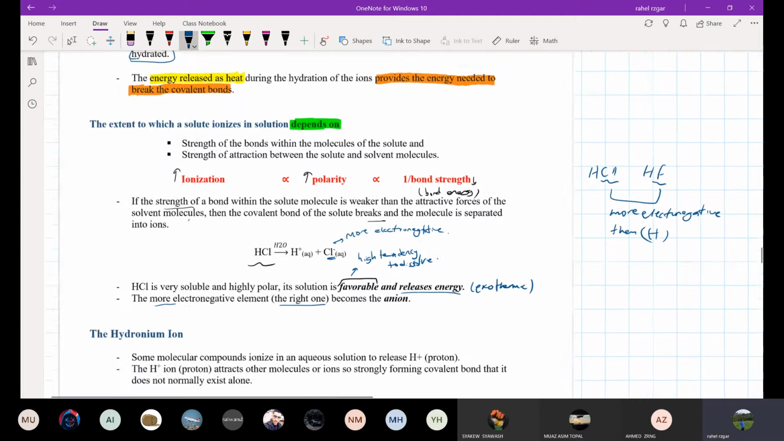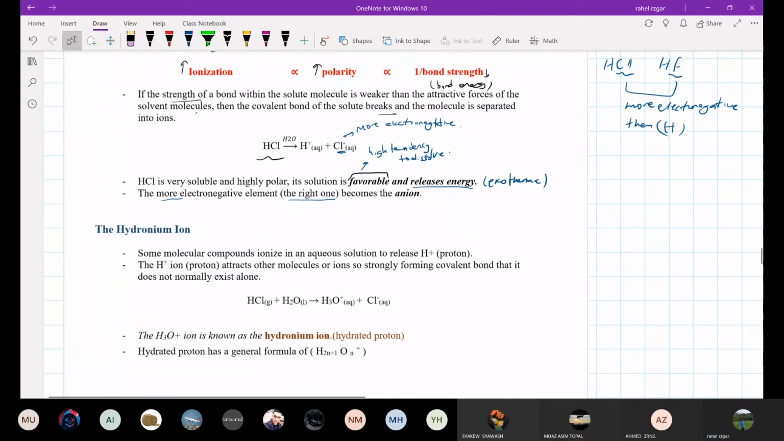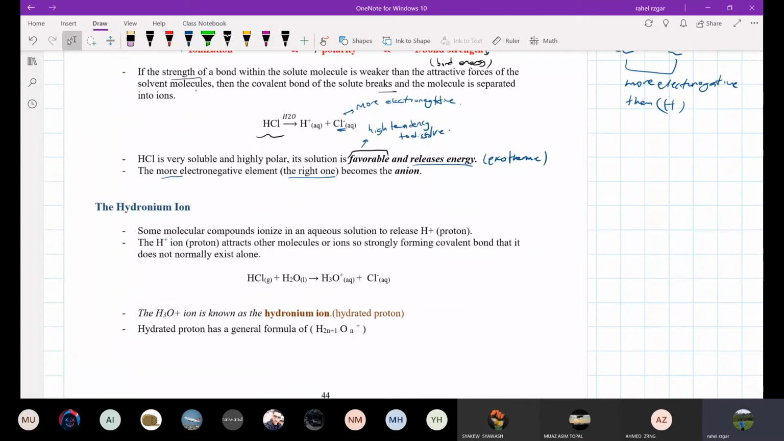But something like HCl, when they separate into H and Cl, the H will never stay alone. What do we call this H? H positive, a proton. Why do we call it a proton? The only thing that you can call a proton is this H. Nothing else you can call proton. Only H. Why?